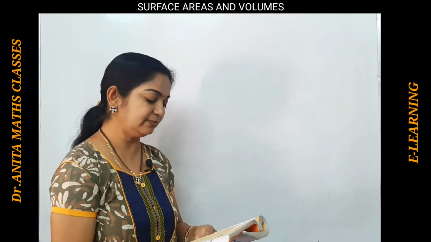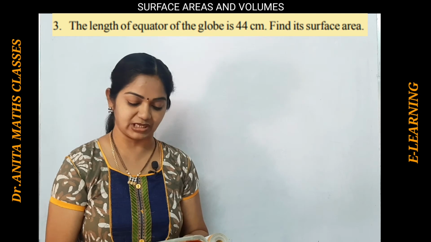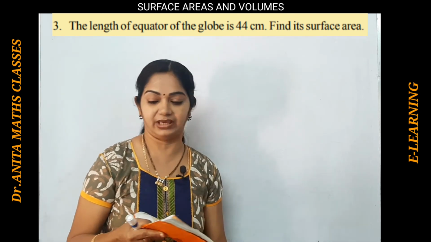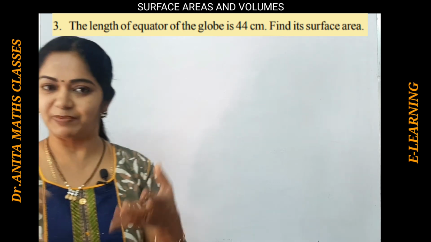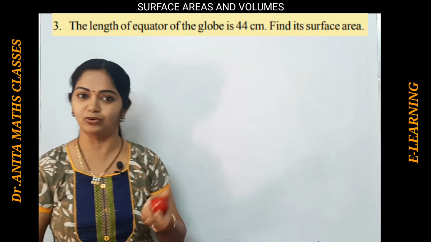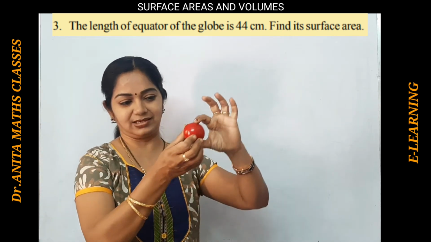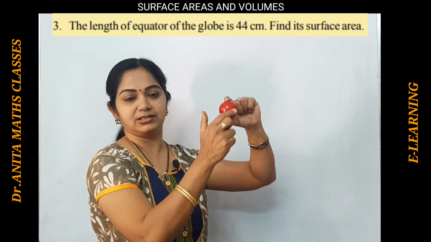The third problem: the length of equator of a globe is 44 centimeters. Find its surface area. Now here, our earth is spherical shape. The miniature of the earth, we do call it as a globe. So let us represent this as a globe. Let us suppose it, because it is in spherical shape.